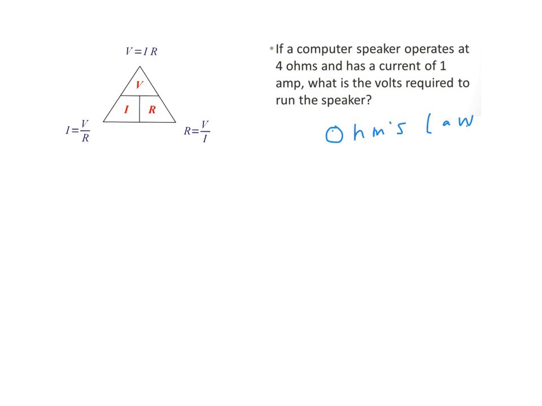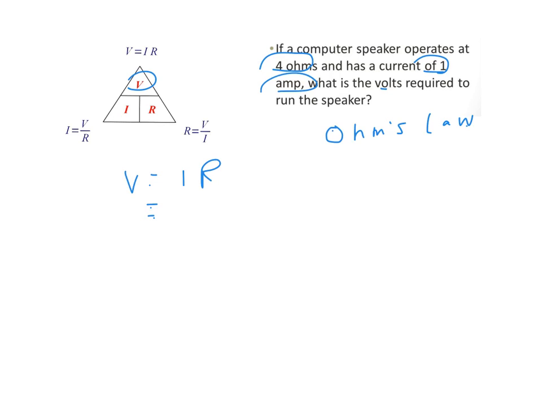So a computer speaker operates at 4 ohms and has a current of 1 amp. What are the volts required to run the speaker? So if I go to my triangle here, voltage is equal to current times resistance. So I can go ahead and write my formula down. And then it's just a matter of plugging in my numbers from the word problem.